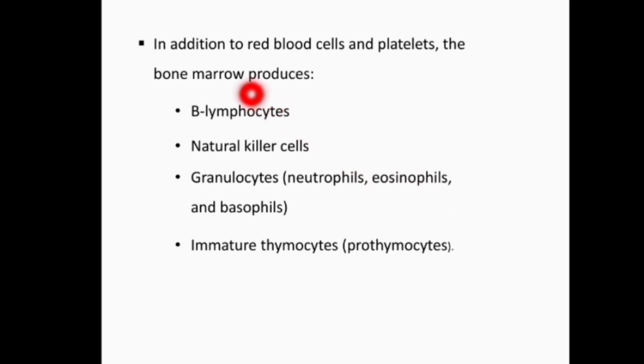In addition to red blood cells and platelets, the bone marrow also produces B lymphocytes. We already know bone marrow is the site of production of red blood cells and platelets, and in addition, bone marrow also produces B lymphocytes, natural killer cells and granulocytes, that means neutrophils, eosinophils and basophils, and immature thymocytes. Prothymocytes are also produced from the bone marrow.